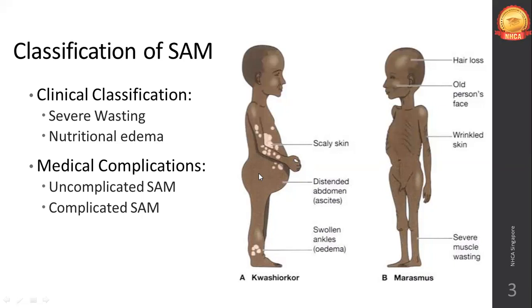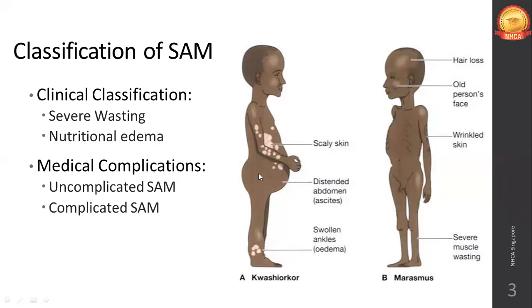In uncomplicated cases, children who are clinically well don't have any signs of infection or any indication for hospital admission. The appetite is also fine. These patients can be treated on an outpatient basis. They can visit the hospital, get their nutritional supplements, go back home and follow up with whatever guidelines the doctor has given. They don't require admission to the hospital.